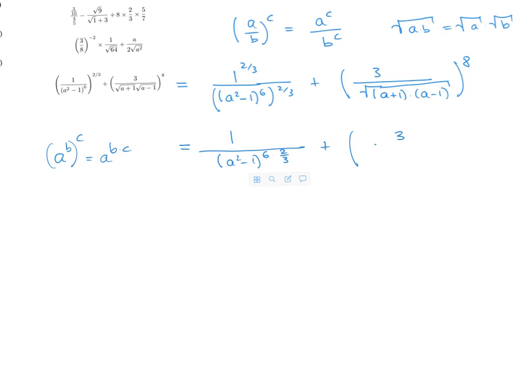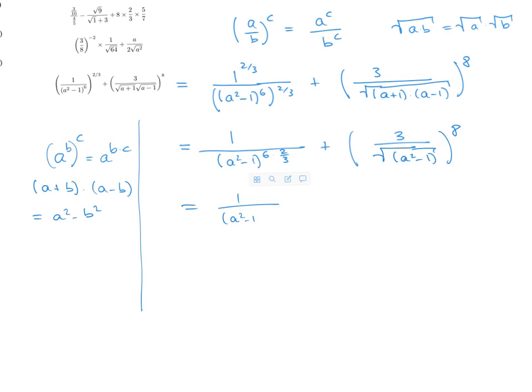3 divided by, and maybe you remember the binomial formulas here. So A plus 1 times A minus 1 is just A square minus 1. Why is that? Well, these were the binomial formulas. The third one: A plus B times A minus B is equal to A square minus B square. Okay, but this is just a side note. So this is then 1 divided by A square minus 1.